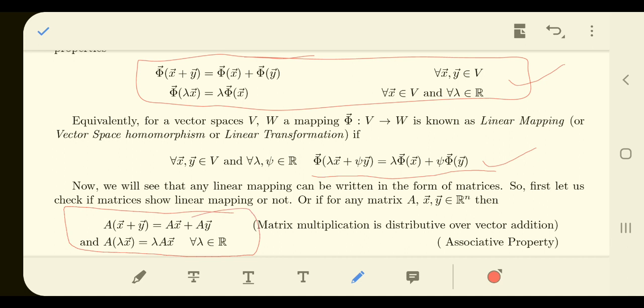Matrix multiplication is distributive over vector addition, and the scalar multiplication can be done later on, after multiplying the matrix, or before multiplying the matrix, so it's the same. So since we can do it anyway, that's why we say that a matrix can be taken as a linear mapping. All the matrices can represent one or another linear mapping.